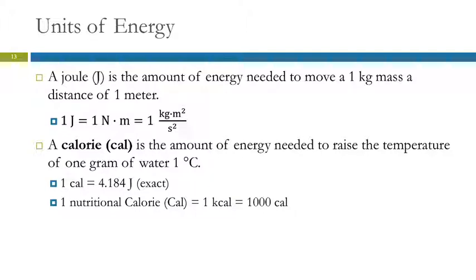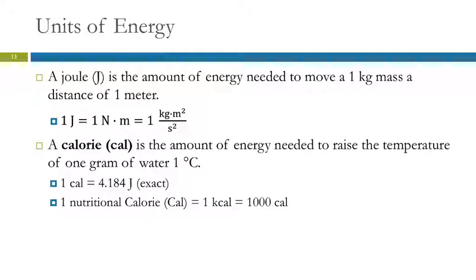A calorie is also a unit of energy. Calorie with a lowercase c is defined as the amount of energy needed to raise the temperature of 1 gram of water by 1 degree Celsius. So that is a meaningful unit in terms of chemistry. A calorie can be related to joules. A calorie is 4.184 joules, and that's an exact conversion.